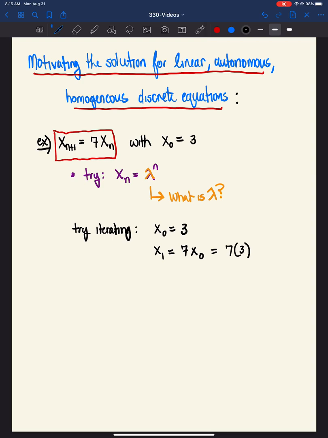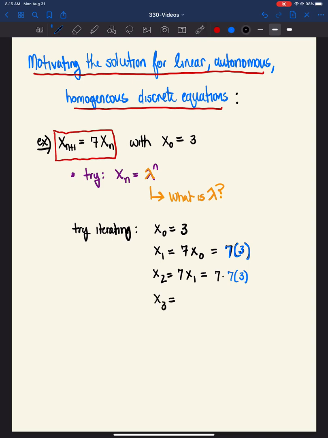Well, let's keep iterating. x2 is now equal to 7 times x1, which we know what x1 is. x1 we previously found to be 7 times 3. And in fact, let's not multiply that out, but let's write that again here. So this is 7 times 7 times 3. And we could keep this process going.